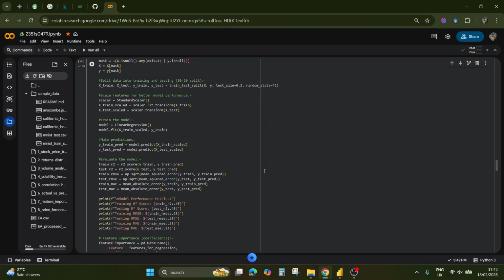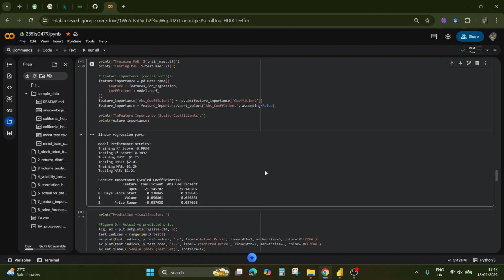The model achieved an R squared value of 0.95, meaning the model explained 95% of the variance in historical stock prices. In practical terms, this means 95% of EA stock price movements follow predictable patterns based on these four features.